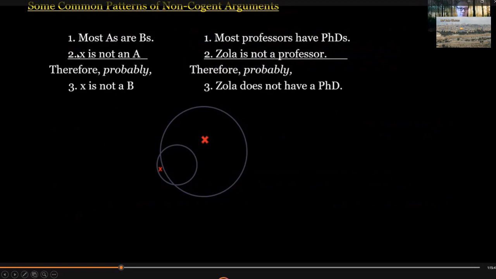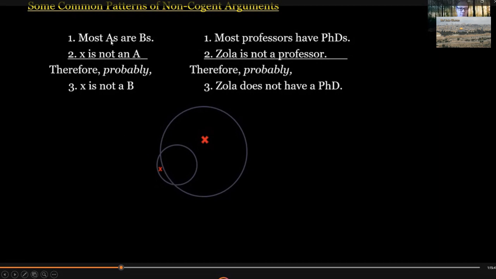And here's a good way of illustrating some non-cogent argument patterns, right? Premise one, most A's are B's. Premise two, X is not an A. It's kind of similar to denying the antecedent, right? Therefore, probably X is not a B. And you can see that this doesn't follow, right? Most A's are B's. So the small circle is the A. The big circle represents the B's. You can see most of the A circle is within the big B circle, but there are some where they don't overlap with the big B circle.